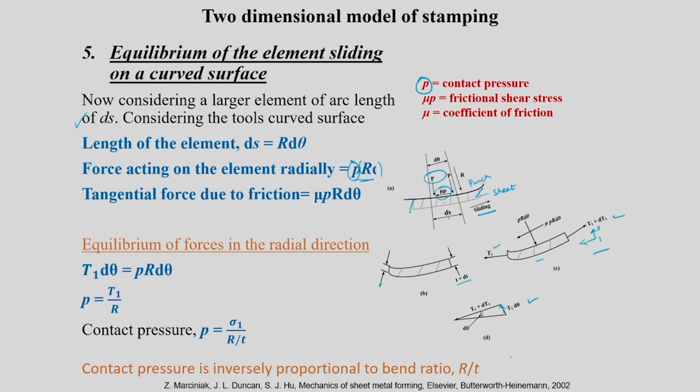Now I am going to find the equilibrium of forces in the radial direction, that is along this direction. T1 d theta would be equal to P R d theta, which is what I am given here, and this will lead to P is equal to T1 by R. This T1 can also be written as, what is T1 for us here? We already discussed this.